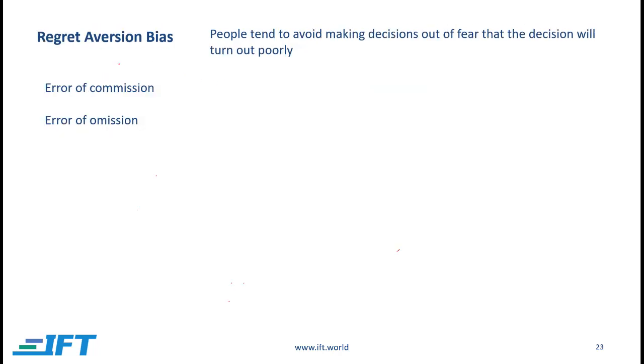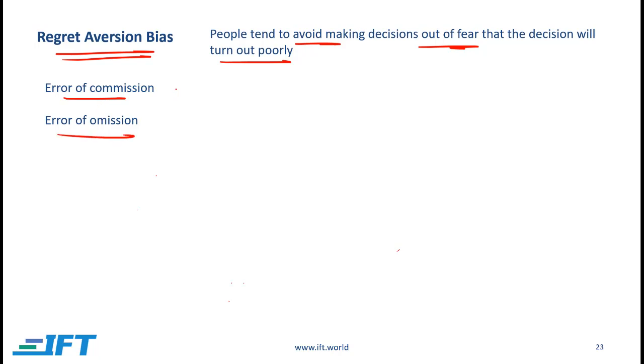The final kind of emotional bias that we'll talk about is the regret aversion bias. In this bias, people tend to avoid making decisions out of fear that the decision will turn out poorly. So we avoid making decisions that are risky or decisions where we might be criticized later. And we basically don't want people to tell us, why did you do X, Y, Z? Under regret aversion, there can be an error of commission or an error of omission.